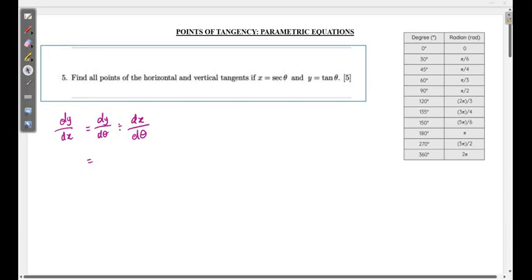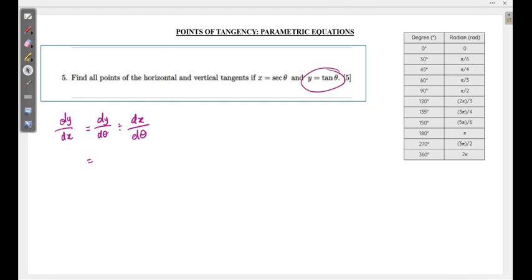So we're going to continue with that by differentiating. First of all, I have to find dy over d theta. Looking at this, dy over d theta will be the derivative of tan. Remember, it's sec squared theta. Then the derivative of sec theta, remember that one is sec theta tan theta.